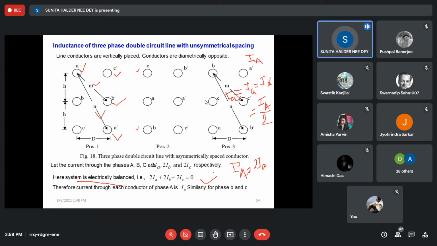So conductors are not spaced symmetrically, but the currents, the electrical systems, are balanced. That means there is no neutral current, and the summation of phase currents is 0. So that's why the summation of twice Ia, twice Ib, twice Ic is 0.